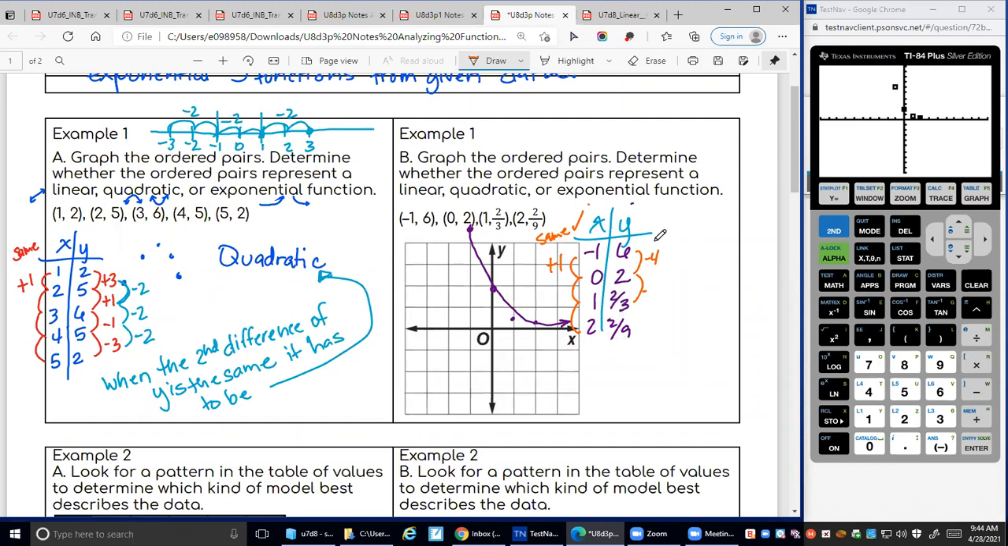All right. Ladies and gentlemen, what is unique about exponential is that you're multiplying or dividing by the same thing every single time. So here we divide 6 by 3 in order to get 2. You see that? 2 divided by 3 ends up being 2/3. You see that? And then if we take that and we divide that by 3, we get our 2/9.